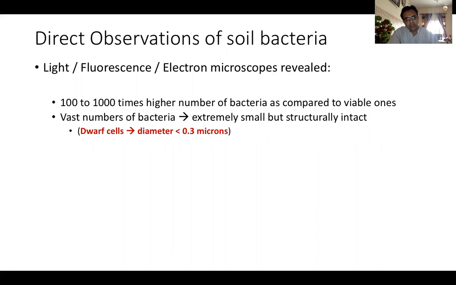And vast numbers of bacteria are extremely small, although they are structurally intact. So such bacteria are so small that their diameter is less than 0.3 microns. Structurally intact means they are viable. I mean, they are living. They are alive. However, because all their structures are okay for starting a life, however, they don't grow, and these are very small cells. And we would call them as dwarf cells in this lecture onward.